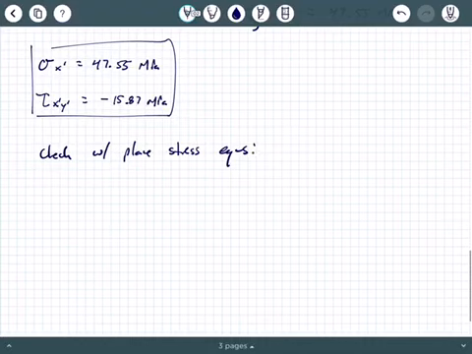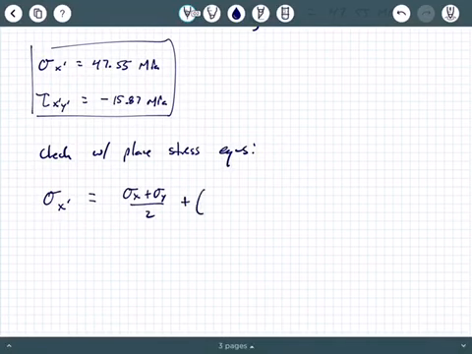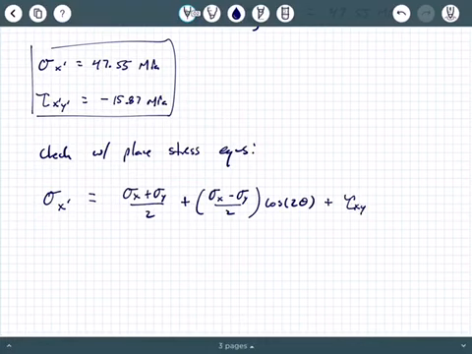So again, sigma x prime, 47.55 megapascals. And then tau x prime y prime is negative 15.87 megapascals. And again, that negative associated with tau xy is indicating that we're in quadrant 4, okay? Now we need to check with plane stress equations. I just like to do this to make sure I did things right, because I make mistakes occasionally.